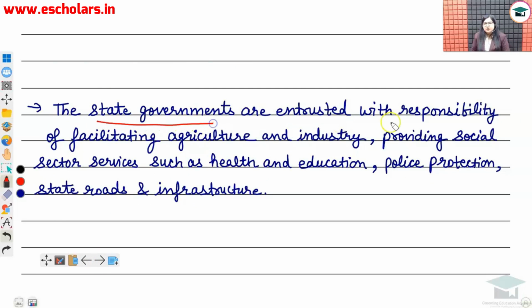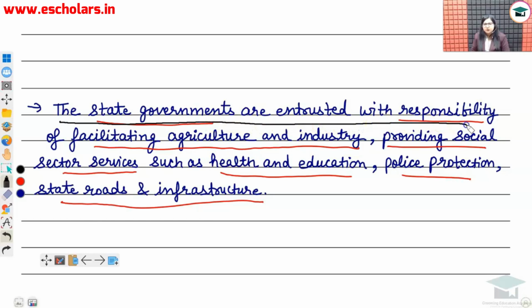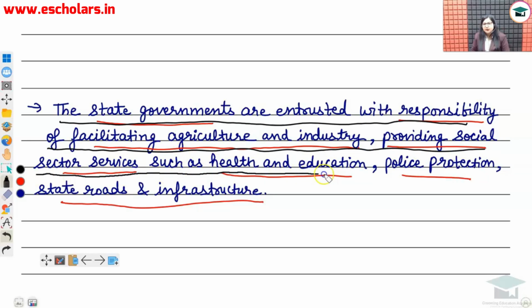And the state governments are provided with the responsibility of facilitating agriculture and industry sector, providing social sector services such as health and education, police protection, state roads and infrastructure. So let's recall it. The state governments are entrusted with responsibility of facilitating agriculture and industry, providing social sector services such as health and education, police protection, state roads and infrastructure.